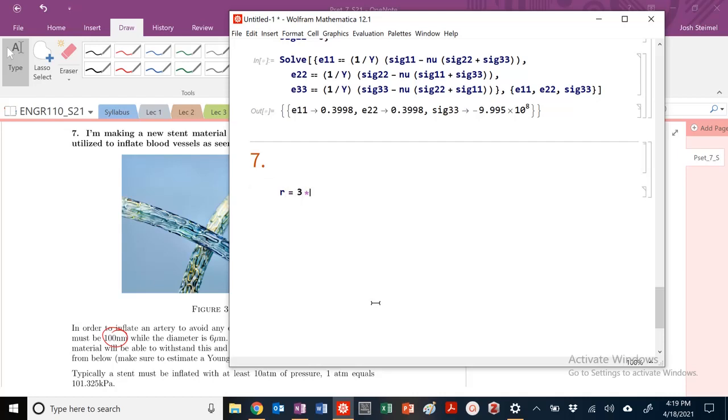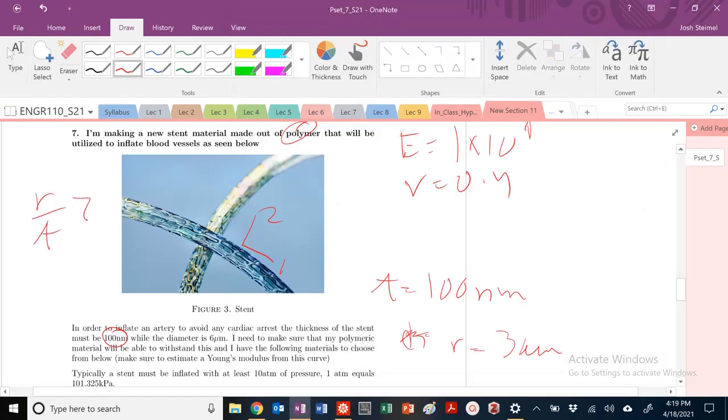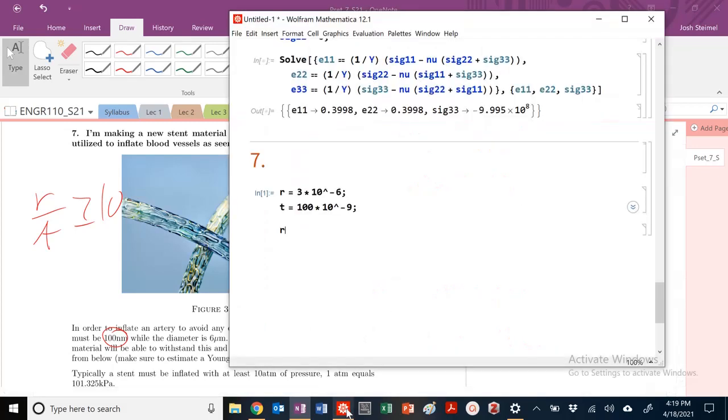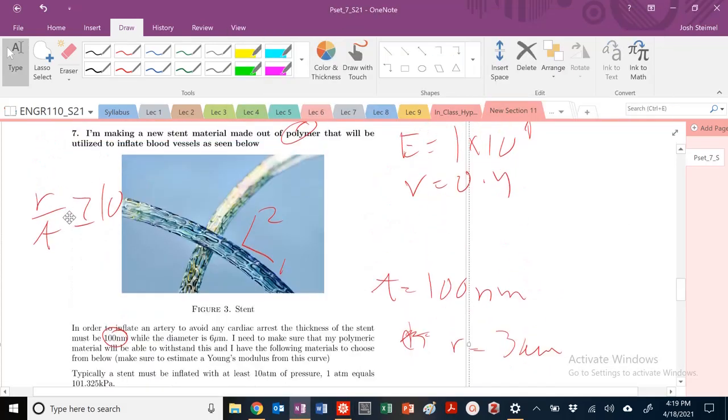So my radius is equal to 3 times 10 to the minus 6, my thickness is equal to 100 times 10 to the minus 9. And I need to see if my radius over thickness is greater than 10. Then I'm in a thin wall pressure vessel case. Let's go ahead and check that out. So R divided by T. Oh yeah. Once I know that, I can jump immediately into this expression.